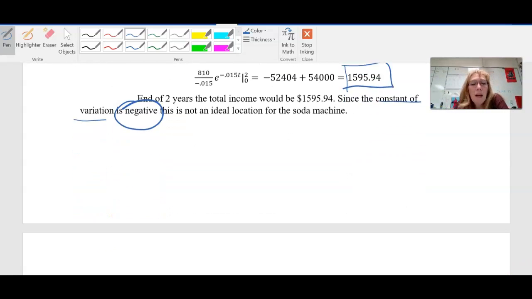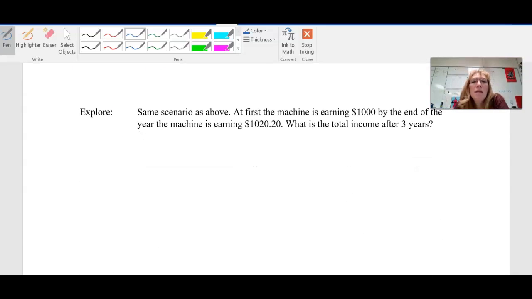Alright, let's see how you do. Same scenario. First machine is earning $1,000 by the end of the year, and the machine is earning $1,020. What's the total income after 3 years? Alright, let's see how you did.